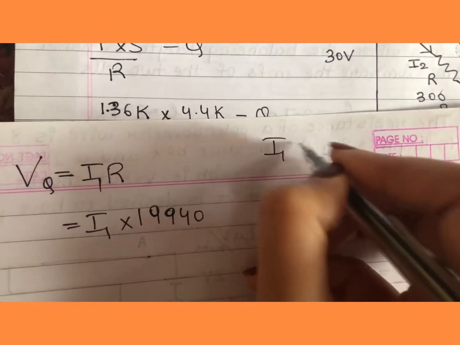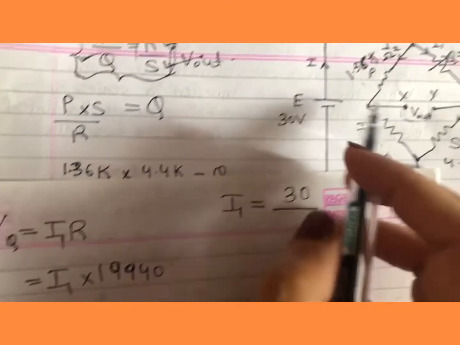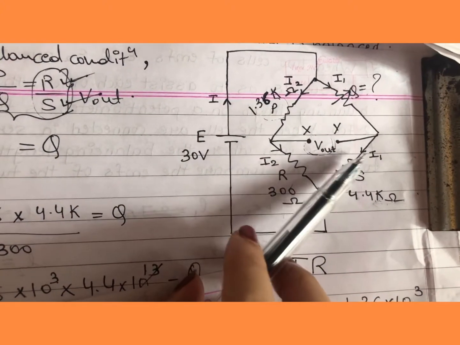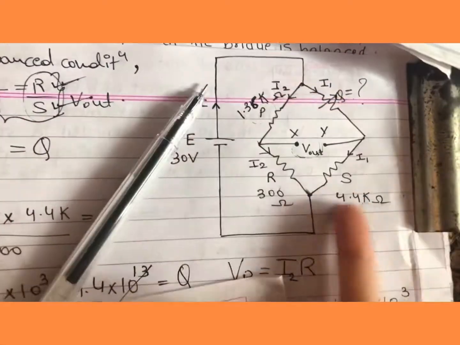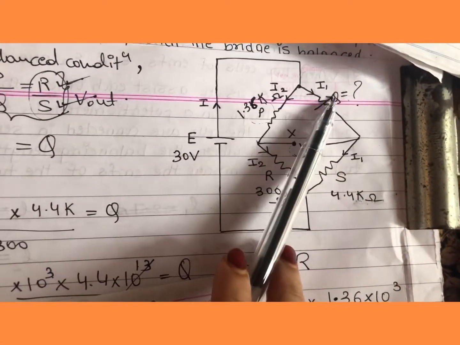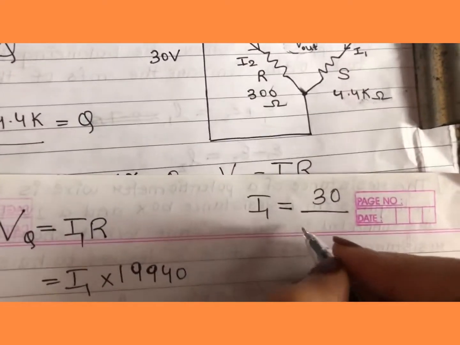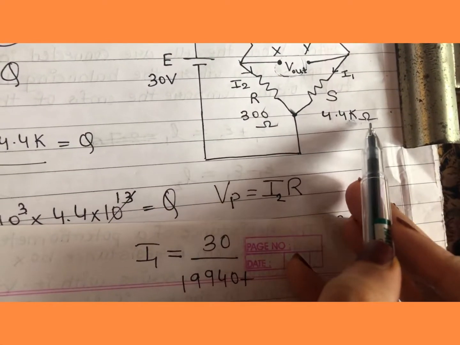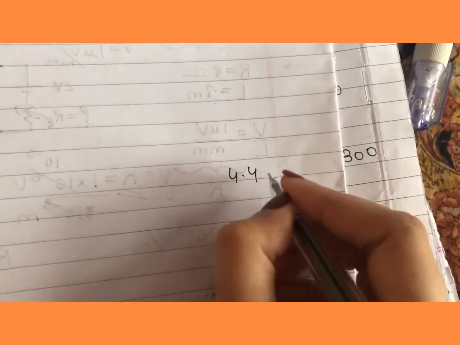Now what is current I1? It is voltage, that is 30 volt upon the resistances from where the current is flowing. See, I1 current is flowing through this resistor and also through this resistor. So we'll add these two because they are in series combination. में we'll add इसका वैल्यू Q रेजिस्टर का वैल्यू और ये वाले रेजिस्टर का वैल्यू, that is 4.4K. तो Q रेजिस्टर का वैल्यू है 19940 प्लस ये है 4.4K. 4.4K मतलब 4.4 इंटू 10 raised to 3.